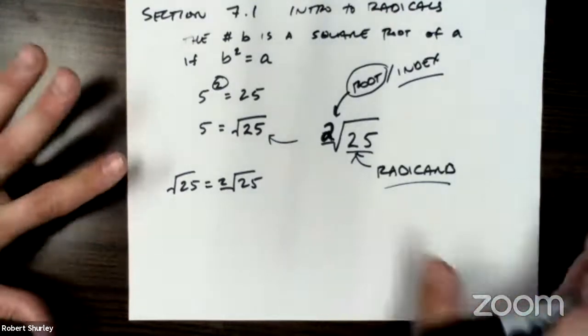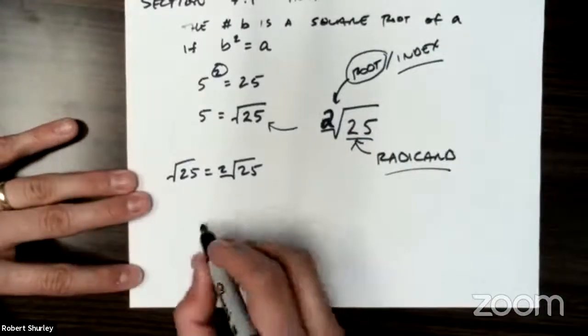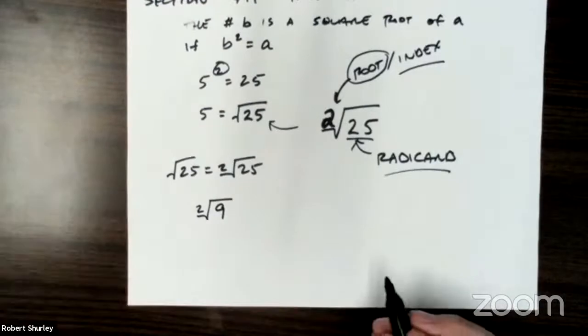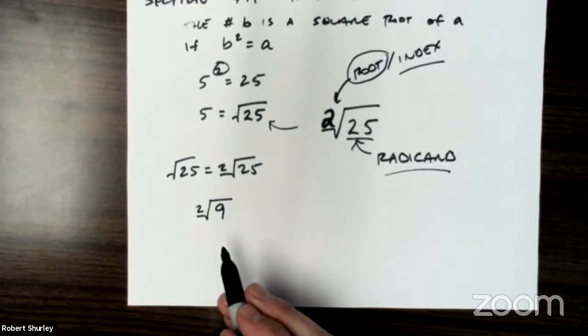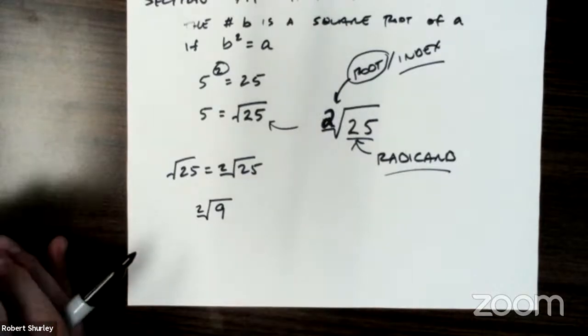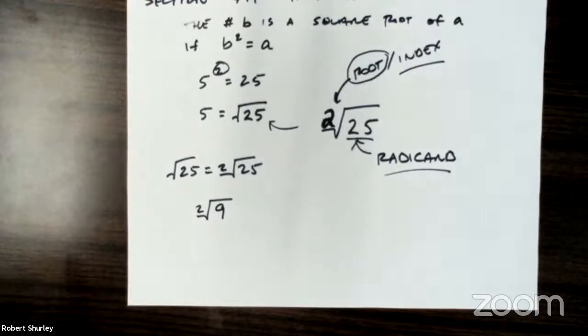So let's look at a really basic example where I'm hoping you know this already, but I want to show you where it comes from. Let's say we wanted to look at the square root of 9. We want to find the square root of 9. First, I want to show you why it's 3. Hopefully you're all yelling 3 into your computers right now. But why is it 3?